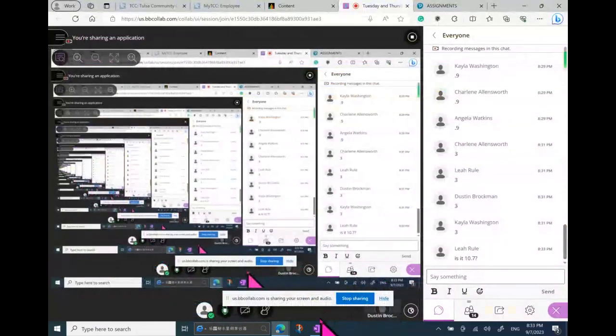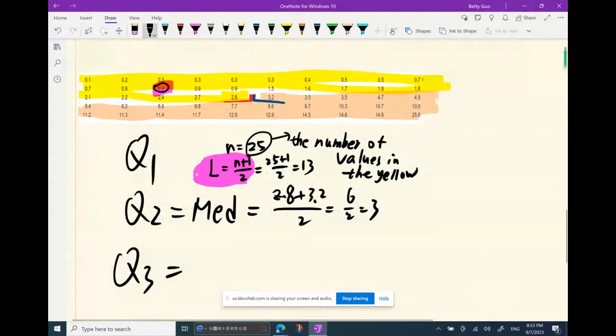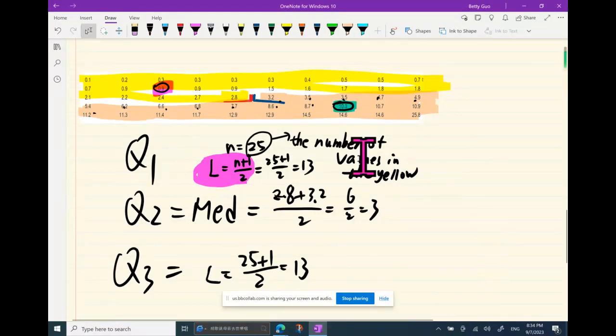Yes. Okay, awesome. So for Q sub 3, same thing. In the orange group, how many values do we have? We still have 25 values. So in the orange group, the median is going to be located at the 13th value. We are going to look from 32 all the way to 25.8, and count which one is the 13th. 1, 2, 3, 4, 5, 6, 7, 8, 9, 10, 11, 12, 13. 10.3 is the 13th value in the orange. It means there are 12 below, 12 above, and 10.3 right in the middle of the orange group. So Q sub 3 equals 10.3.